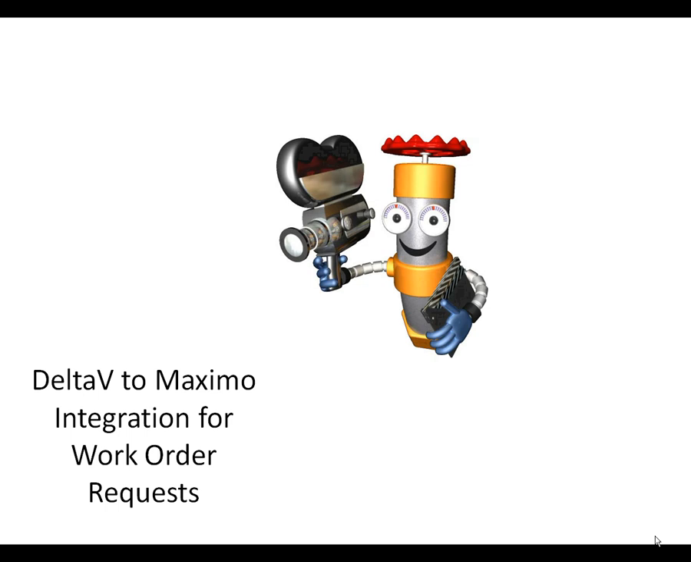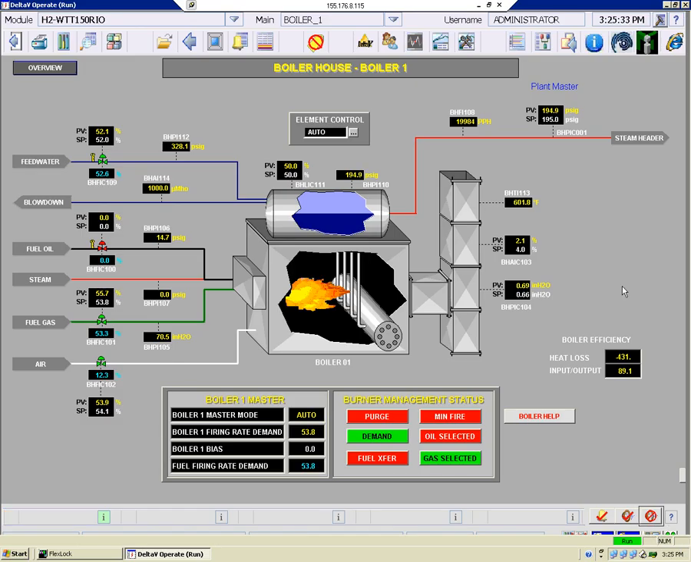Today we're going to demonstrate DeltaV to Maximo integration for work order requests. So I'm going to switch over to my DeltaV Operate screen in my boiler house, which is located in Charlotte, North Carolina. And what we're going to do is cause a failure of a Rosemount 3144 HART temperature transmitter.